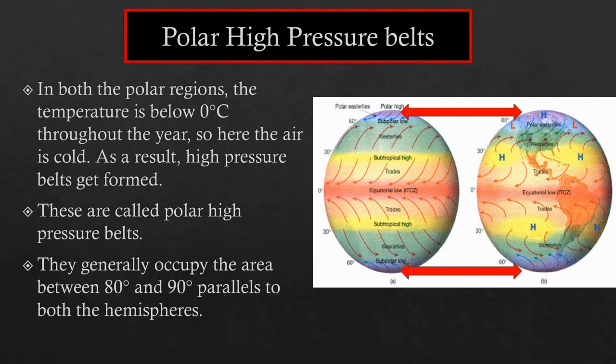Polar high pressure belts. In both the polar regions, the temperature is below 0 degrees Celsius throughout the year. So here the air is cold. As a result, high pressure belts get formed. These are called polar high pressure belts. They generally occupy the area between 80 degree and 90 degree parallels in both the hemispheres.